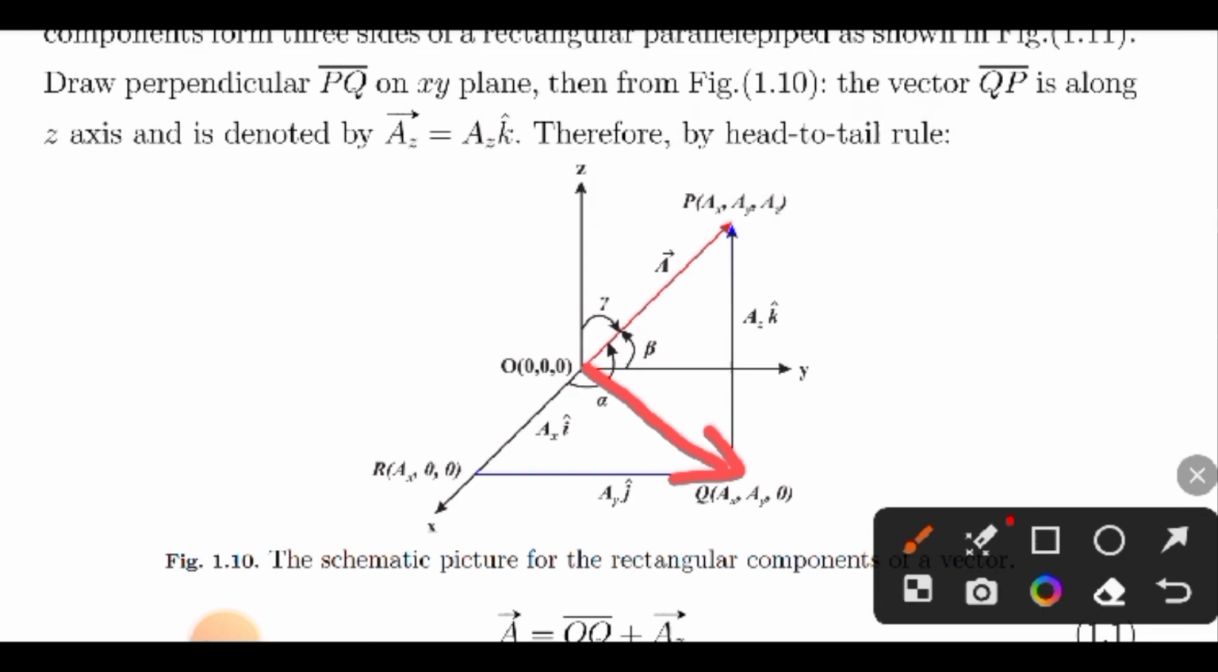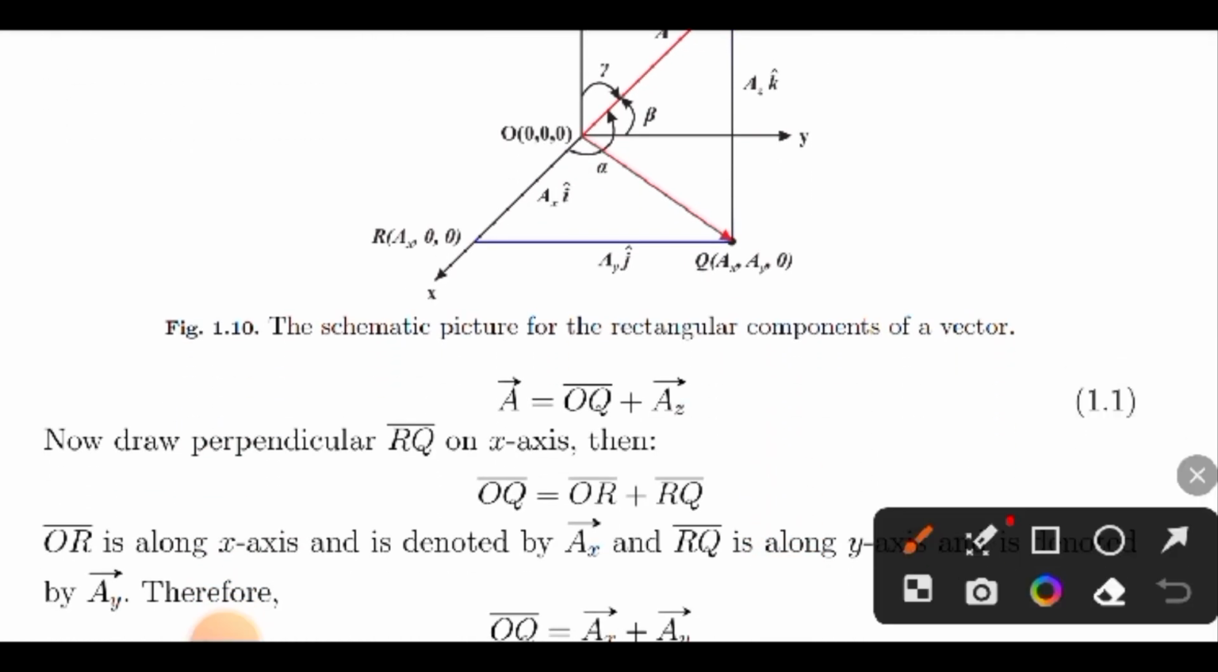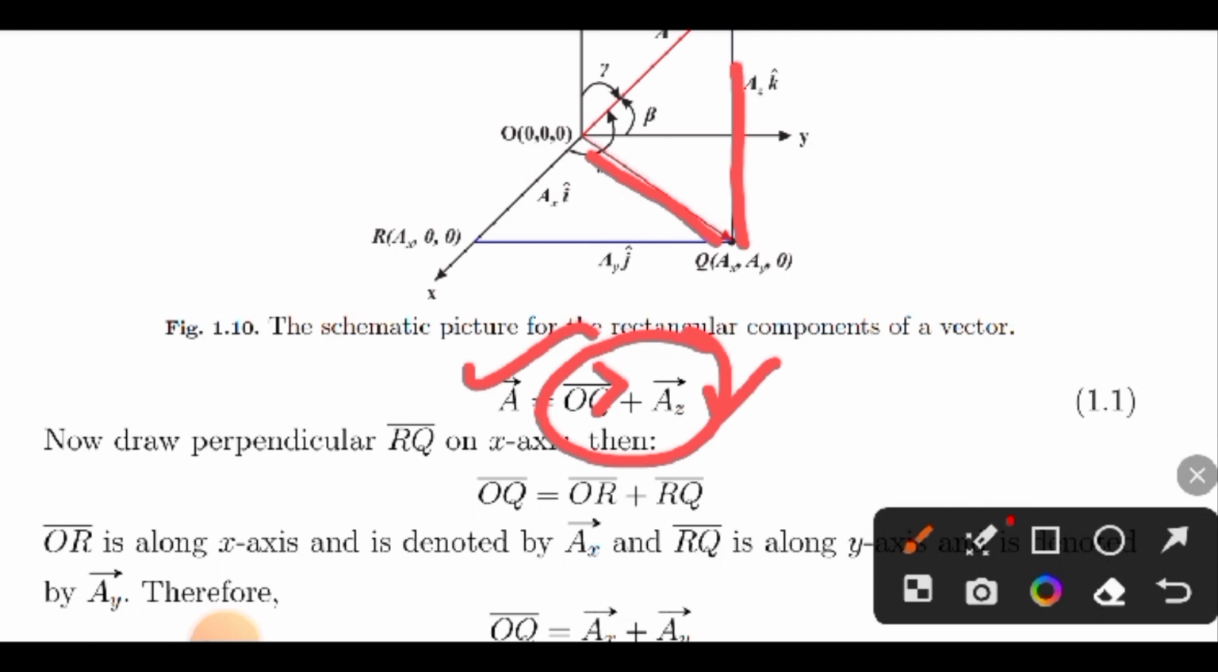Now if we want to resolve this vector OQ into its components, then draw a perpendicular line on the x-axis or on the y-axis. So we will get the two components Ax and Ay. By using this geometry, we can write the equation: the vector A is the sum of two vectors. The first vector is OQ in the basal xy plane, and the Az component that is perpendicular to this xy plane.